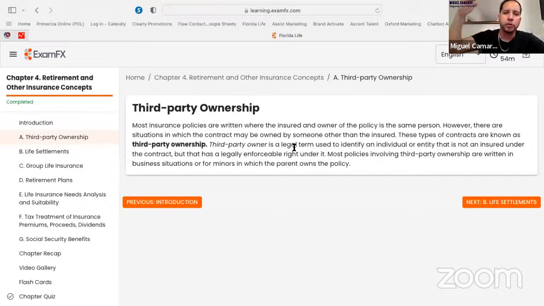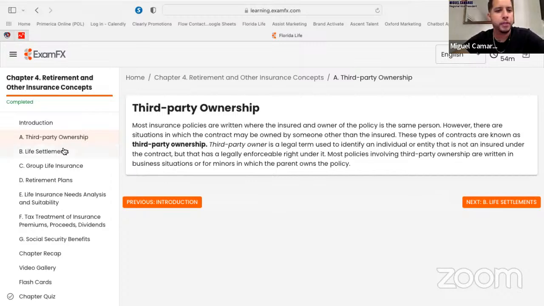If a parent owns a policy on the child, third party. If you own a policy on your parents, third party. If you own a policy on your spouse, third party. If your employer owns a policy on you, third party.